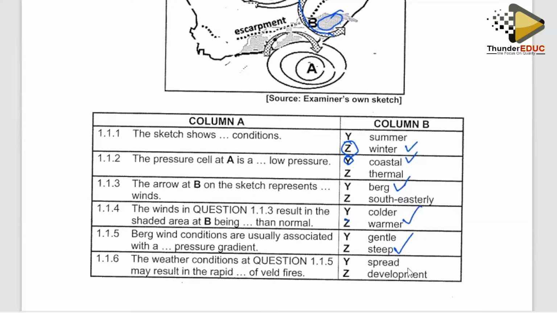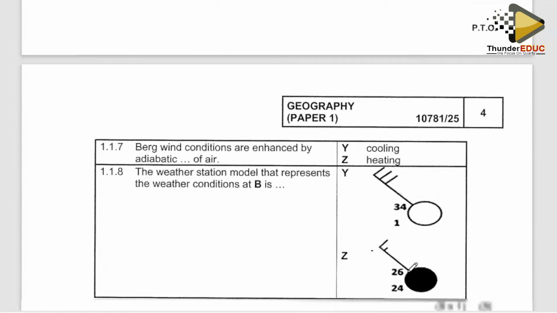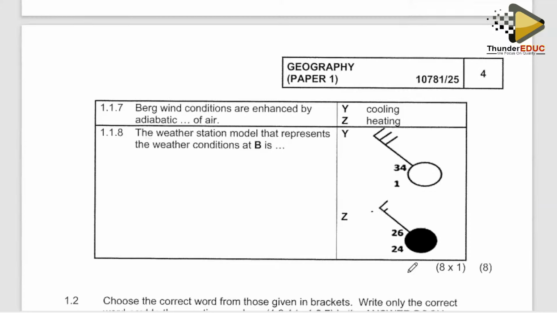Right, then number 116, it says the weather conditions at question number 115 may result in the rapid dash of failed fires. Is it rapid spread or development? It's rapid spread. Because of the nature of the speed of the wind, it will ultimately also lead to fast spread of failed fires. Right, moving on to the next question. Backwind conditions are enhanced by dash adiabatic dash of air. That is adiabatic heating. Adiabatic heating as the air descends.